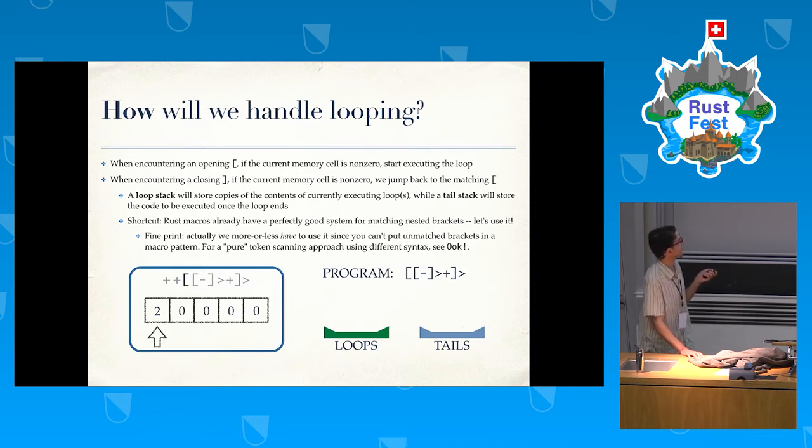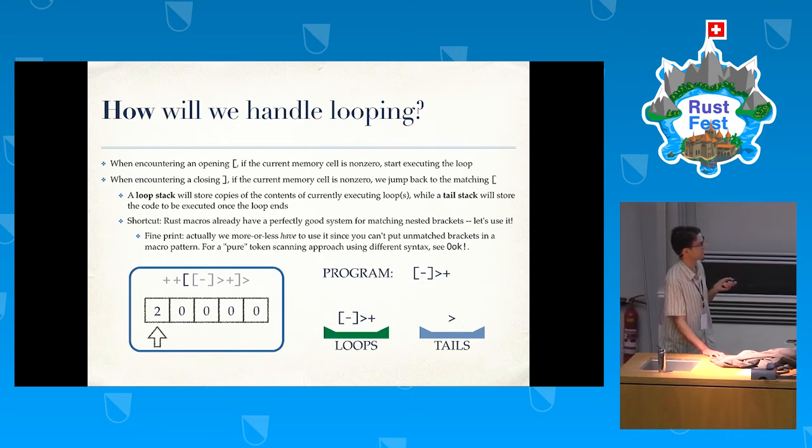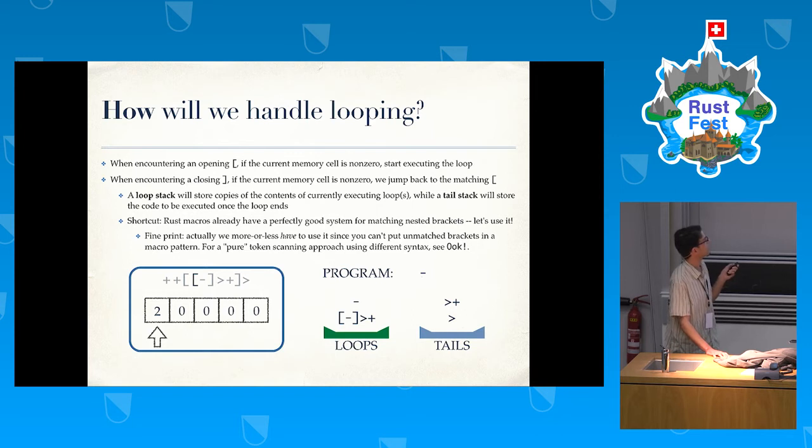So now we get to the beginning of the outer loop, and the current cell is not 0. So we push the loop body, we push the tail, so what's left of the program after the loop, and then the future instructions to execute just become the body of the loop. Okay, now there's another loop. And if you know Brainfuck, you recognize this loop with just a minus in it. It's going to zero out the cell.